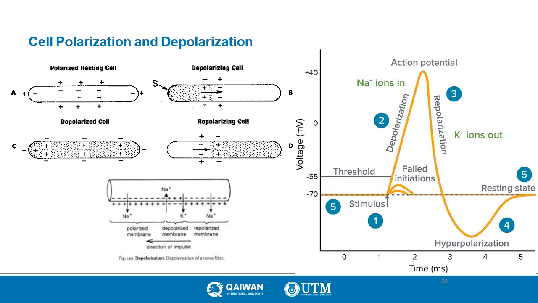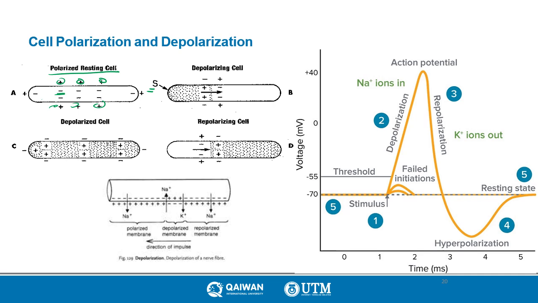Cell polarization and depolarization. This is the process of changing the polarity of the cell membrane in response to a specific stimulus. In the resting, polarized cell, we can see here that the cell membrane is negatively polarized inside and positively polarized outside. So when a stimulation takes place, there will be a gradual change in the polarization of the cell membrane.